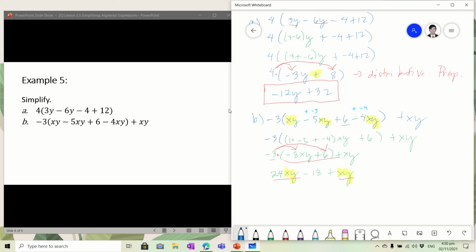So, we do the same thing. We add the numerical coefficients. That's 24 in here, and then here is 1. Then the common literal coefficient is xy. 24 plus 1 is 25. So 25xy minus 18 is our final answer.